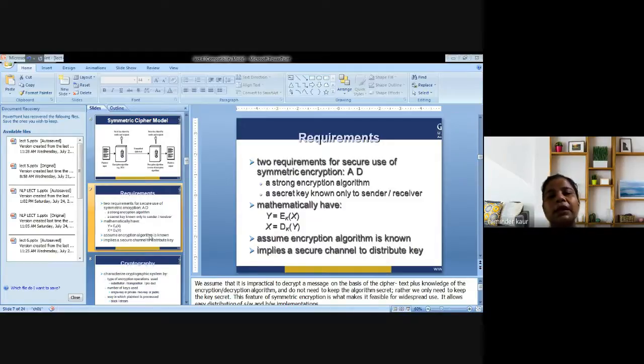So mathematically, there is a formula that is given for encryption and decryption. Have a look at the same. If we are using encryption, then it could have a formula: Y is equal to encryption that could be applied on X, and X is equal to decryption with the key that could be applied on Y. So assume the encryption algorithm is known, and it implies a secure channel to distribute the keys.